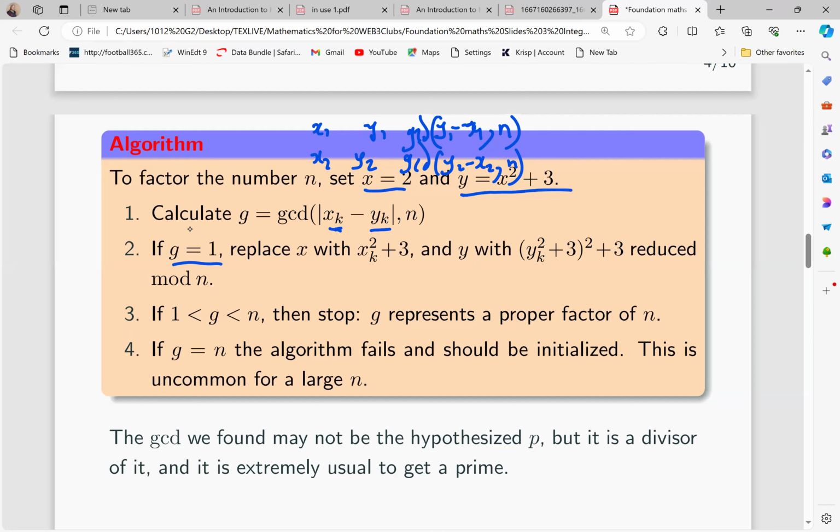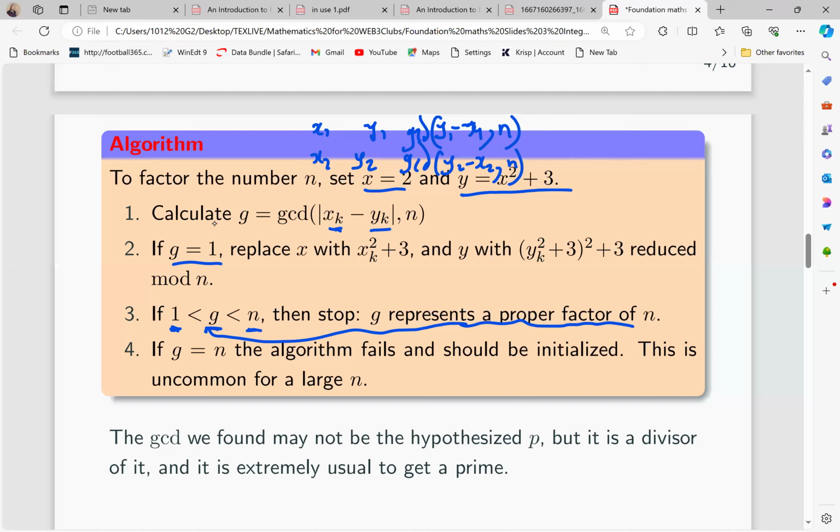If you find that the GCD is 1, you proceed and get the next x2 and y2, then x3 and y3, and get the GCD at every stage. If the GCD is 1, you proceed until you find a GCD that is not 1. If you find that the GCD is a number greater than 1 but less than n, you stop, because this GCD represents the factor we are looking for.